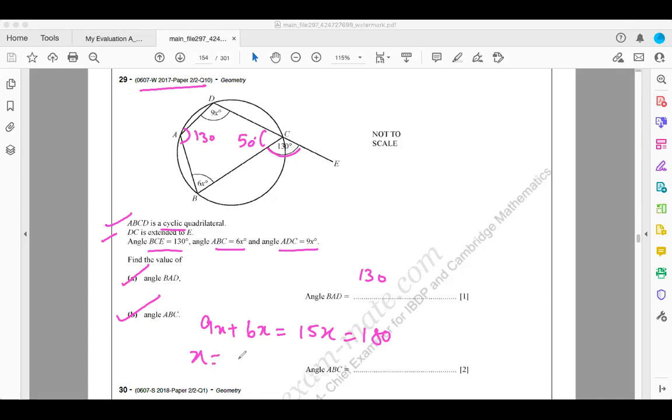So you get the value of x, which is 180 divided by 15. So basically this is nothing but 12. So this x is 12 degrees. And ABC will be 6 times 12, which is 72. This is about this particular question.